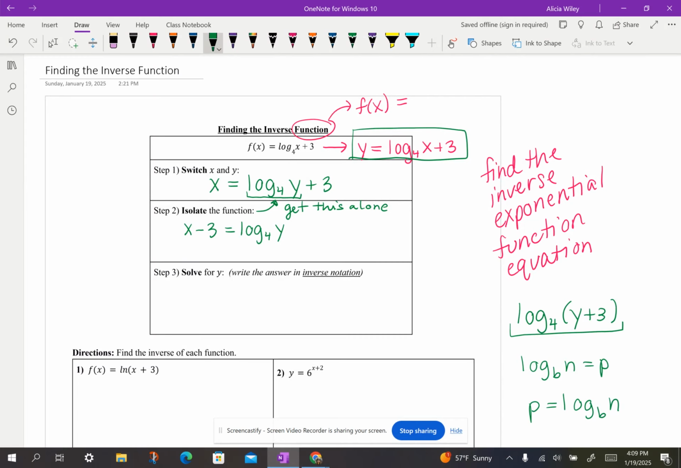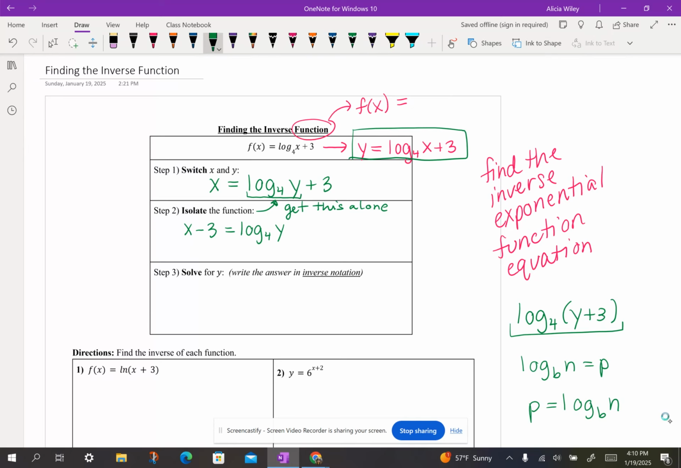Those are the same thing. But if you like the log to be on the right because that's what we're more familiar reading, please go ahead and rewrite this. But it's actually not really necessary, but you can do that if you want to. The next thing is we're going to solve for y.